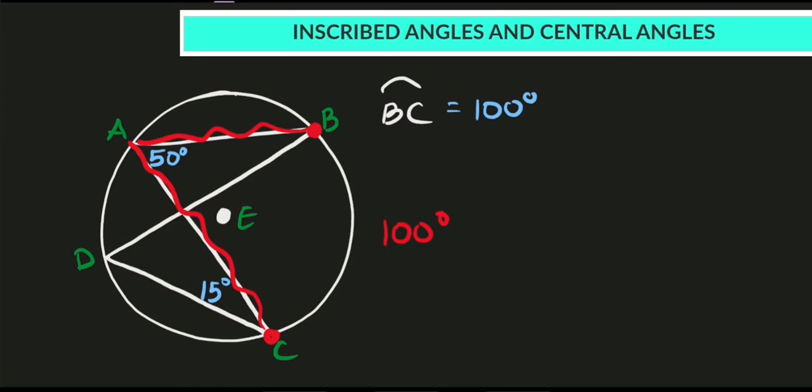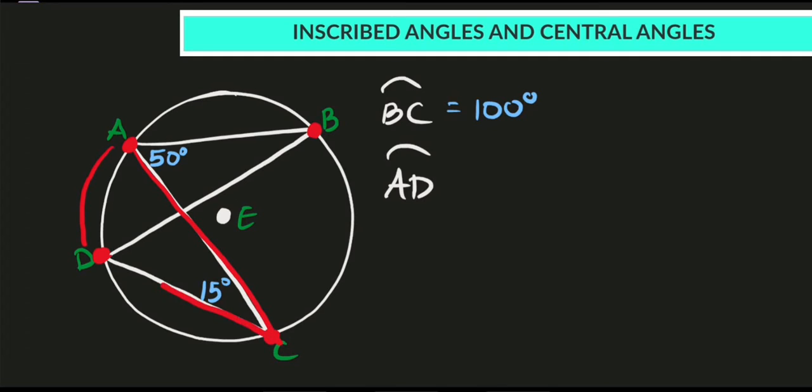Next, let's try to answer. Let's say we have another arc, arc AD. For arc AD again, that is from point A to point D. So we have this arc AD, and the inscribed angle that intercepts it is angle ACD.